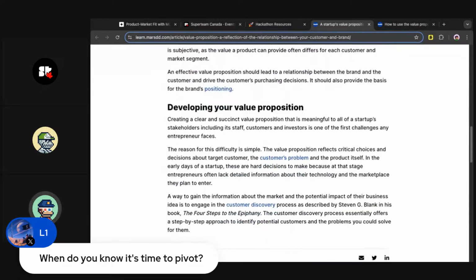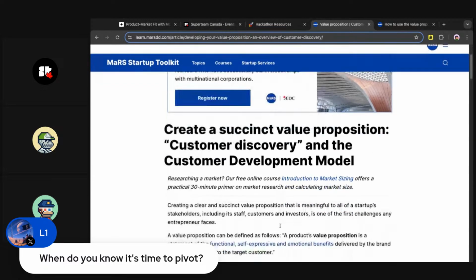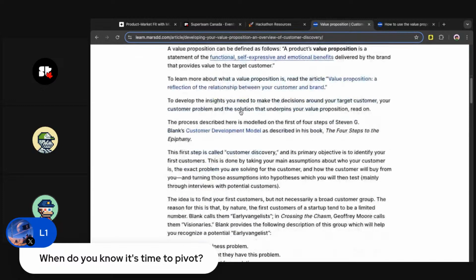So I think depending on where you are in the life cycle of your product, understanding when and how to pivot may be determined in different ways. Sorry, I just wanted to interject there.